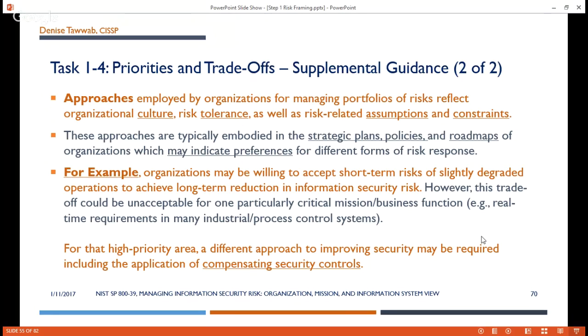For a high priority area, a different approach to improving security may be required, including the application of compensating security controls. And if you don't know what that is, take a look at my video on NIST 853, where we talk about that.